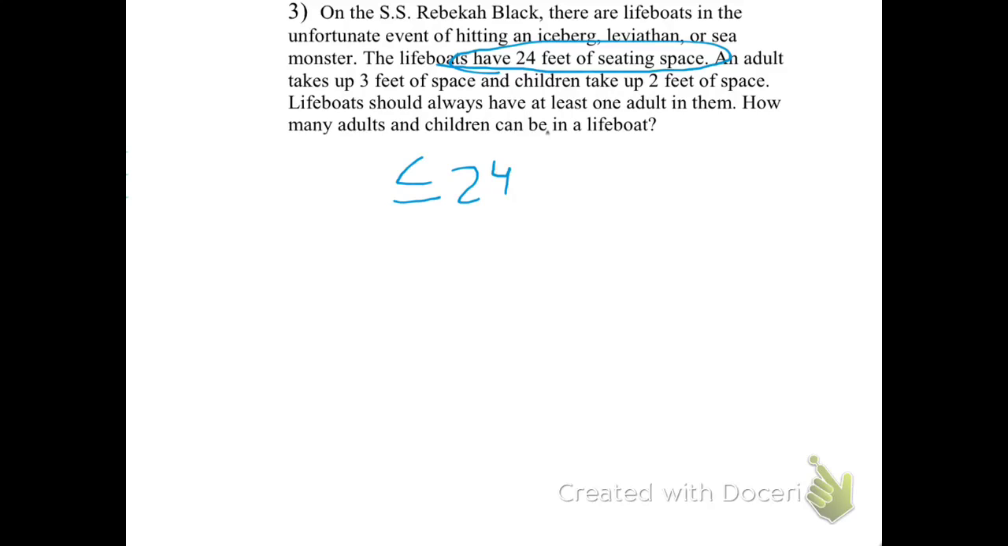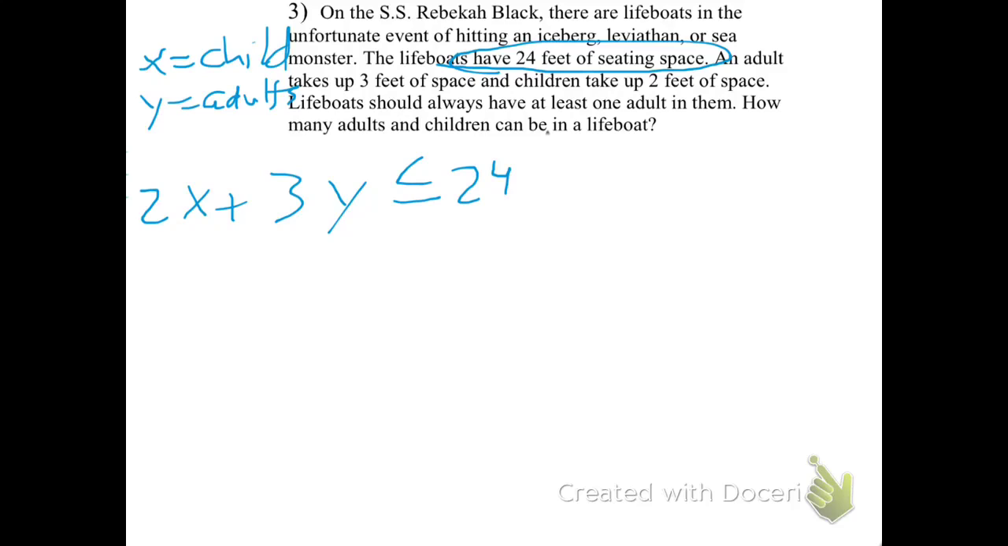We need 2 variables. Let's have x be the number of children, and let y be the number of adults. I'm using x and y just because I know I have to graph it. Both the children and the adults take up space, so we're going to use both x and y. Kids take up 2 feet, so we're going to do 2 times the number of children, 2x. And we'll add 3 times the number of adults, that's 3y, because each adult takes up 3 feet of space. So we got one inequality ready to go.